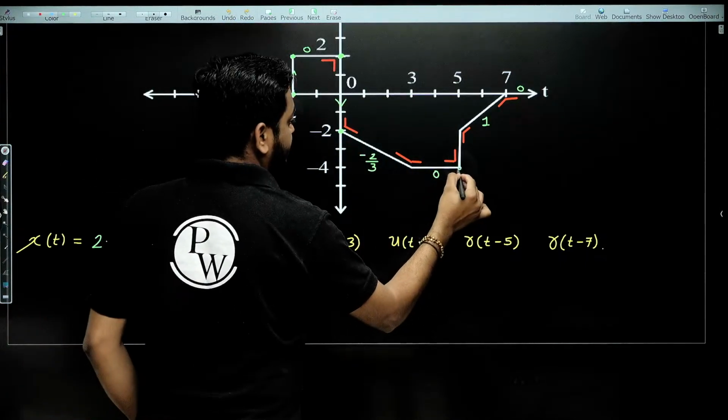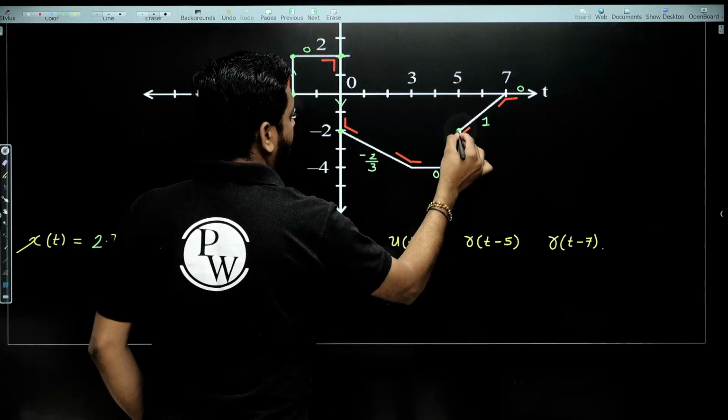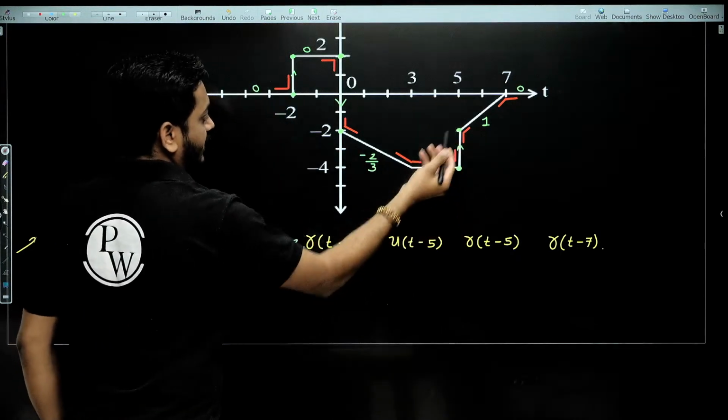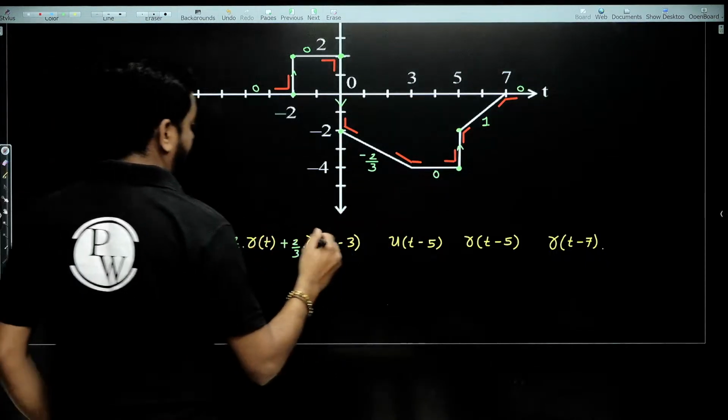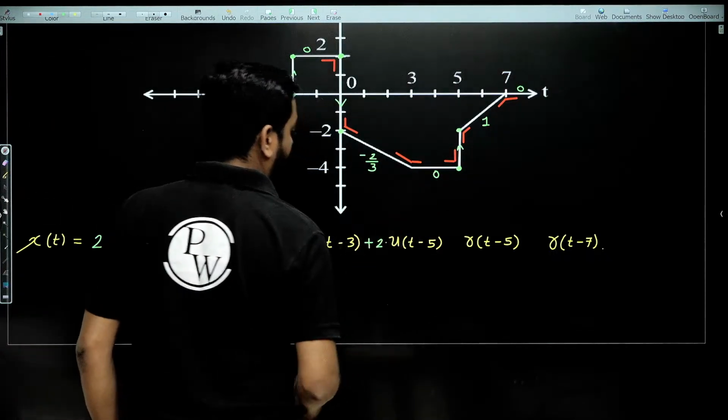Now next here sudden change in amplitude, step function, sudden change in amplitude from minus 4 to minus 2. Next amplitude minus previous amplitude, minus 2 minus minus 4. So it is plus 2.